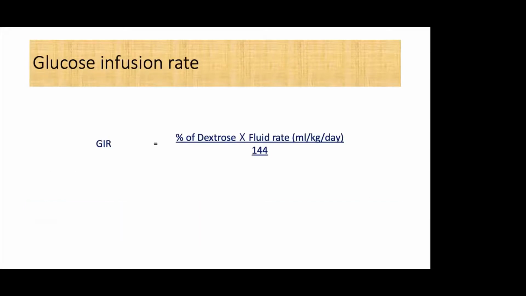Then coming to glucose infusion rate, it is the rate at which glucose is infused into the vein or circulation. So glucose infusion rate has a formula. The formula is percentage of dextrose times fluid rate in ml per kg per day, divided by 144.